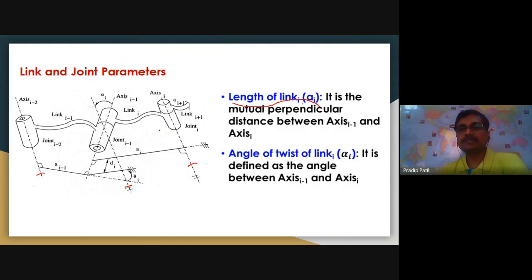Now the length of the link is a measure of the perpendicular distance between the two axes. For example, as you can see here, the perpendicular distance between this axis and this axis is a i. Similarly, the distance between this axis and this axis is here, that is a i minus 1.